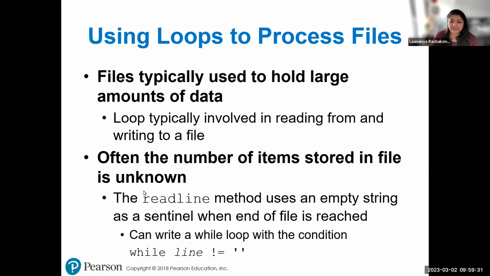So the readline method uses an empty string, and we know the concept of sentinel here. We have discussed this in maybe chapter 3 or chapter 4, especially when we are using the while loop. So here, when working with files, if the output of a particular line is an empty string, then the program understands that you have reached the end of the file, and that is where you must terminate the process of reading data from the file.